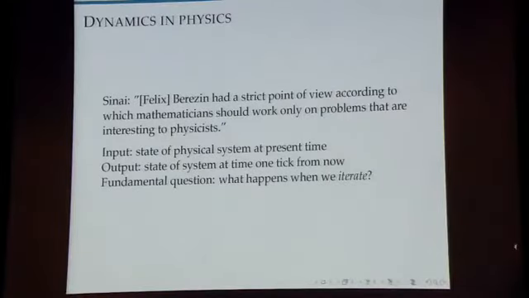All kinds of physical systems can be described in this simple way: the input is the state of the physical system at the present time, and then some process is undertaken, and then the output is the state of the system at some time, one tick of the clock later. And the fundamental question we ask about a dynamical system is, what happens when we iterate? What happens when we run this dynamical system again and again and again?